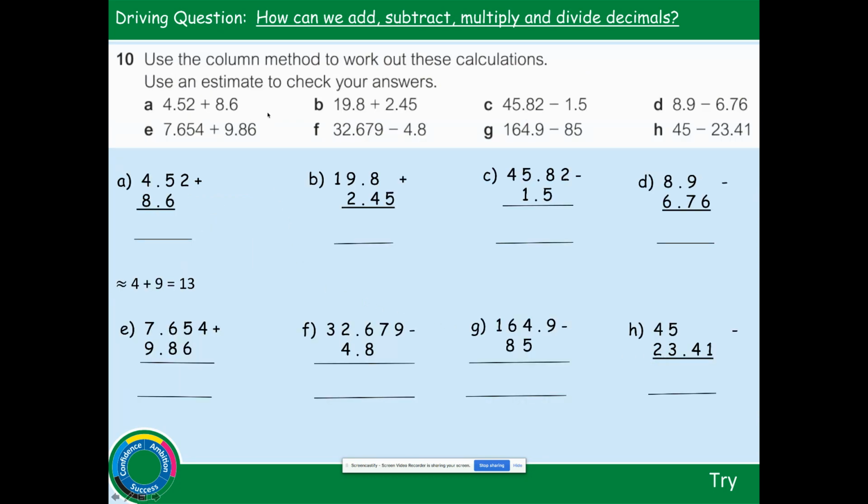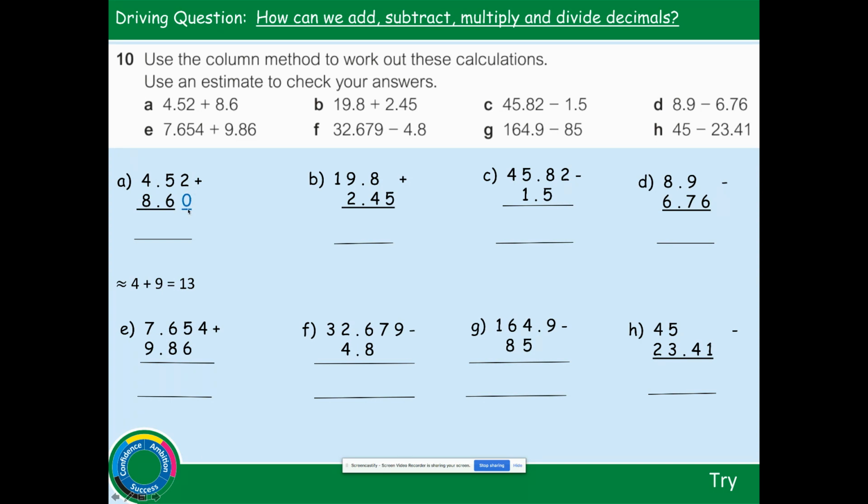Okay, we're going to use the column method to work out these calculations, and then we're going to estimate to check our answers. So the first one, 4.52, add 8.6. Okay, so I've got a gap here. You don't have to put a 0, but sometimes it's very helpful, especially if you're doing a subtraction. So I'm just going to put a 0 there anyway.